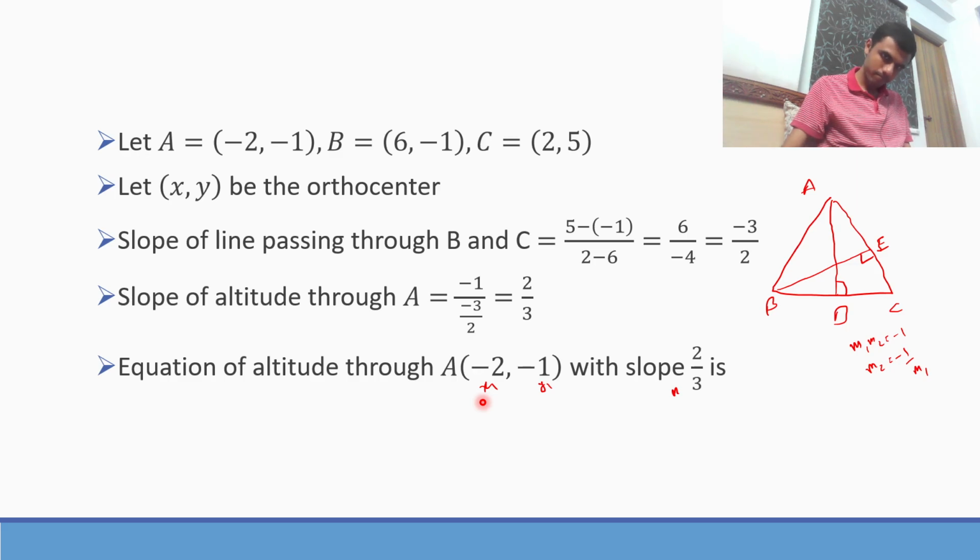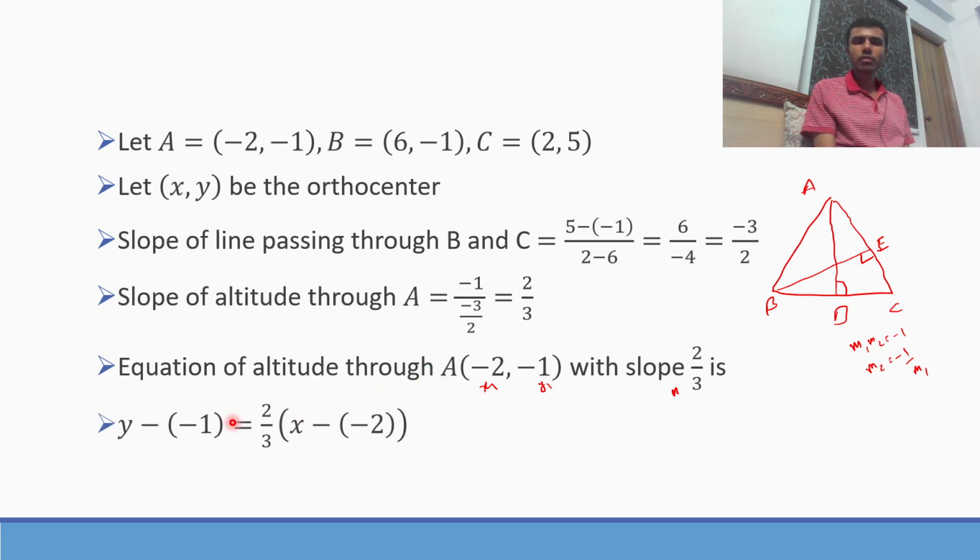Now y minus of -1 is equal to m into x minus x1, 2 by 3 into x minus of -2. Now after this only simplification is left. y minus of -1, minus of -1 is +1. y plus 1 is equal to 2 by 3 into x minus of -2, which is x plus 2. Fine, so this is what you get: y plus 1 is 2 by 3 into x plus 2.